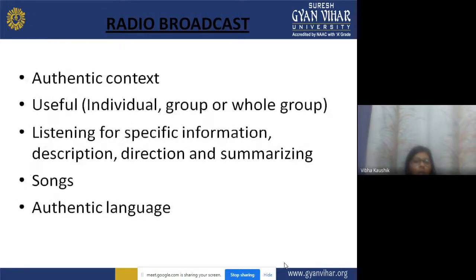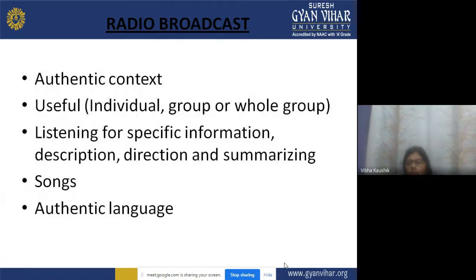Radio broadcast, authentic context, whether the context is authentic or not. Useful for individual, group, or for the whole group. Listening for specific information, when you are searching for particular information. Description, direction, and summarization. Songs and authentic language.